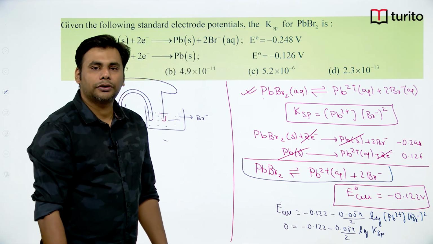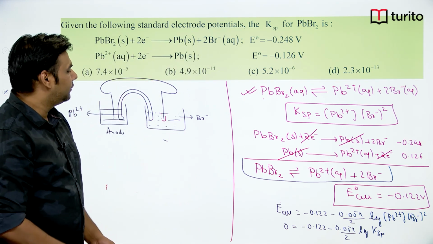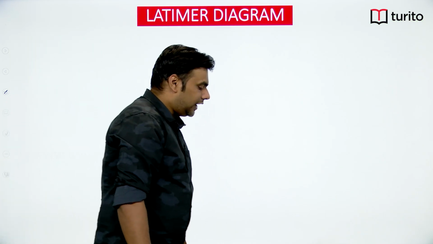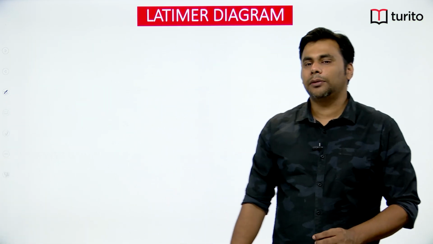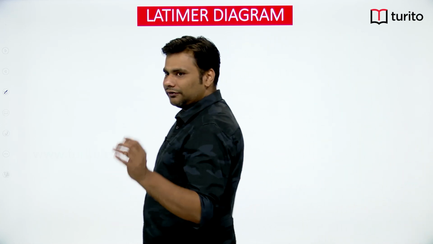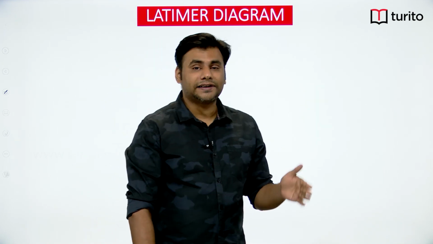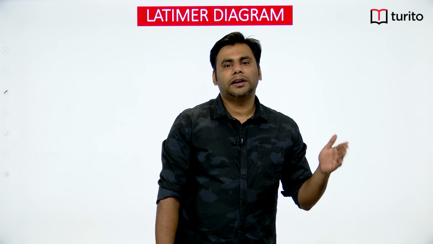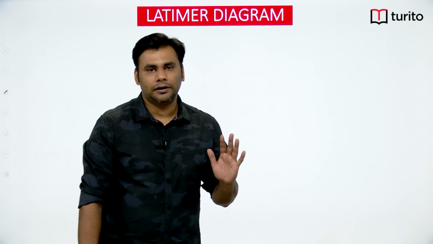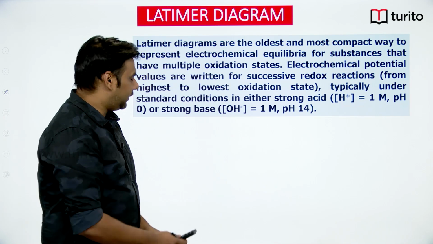Again, this is a very important question that can be asked in JEE Advanced. Next, the approach that comes is the Latimer diagram. There is also one more diagram called the Frost diagram. These are very important diagrams that help us predict the different oxidation states at different electrode potentials. The Latimer diagram basically tells us about the relationship between the electrode potential and the different oxidation states of the metal. Let us first look at its definition.